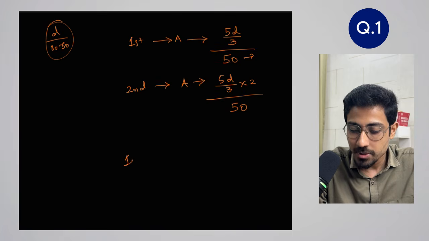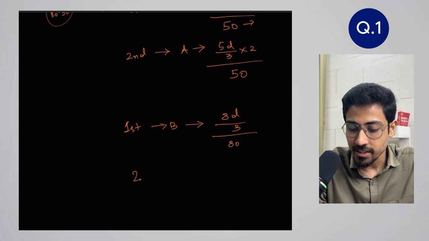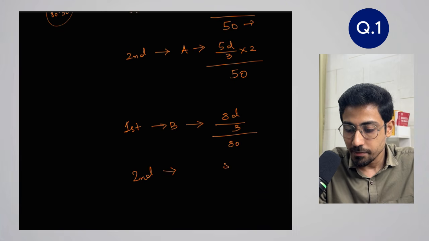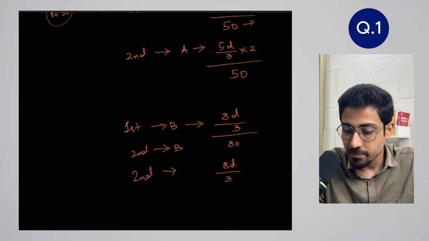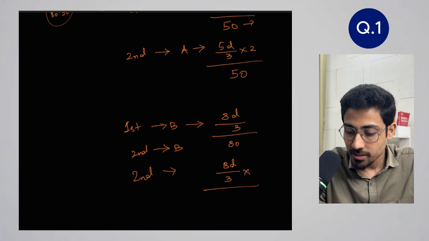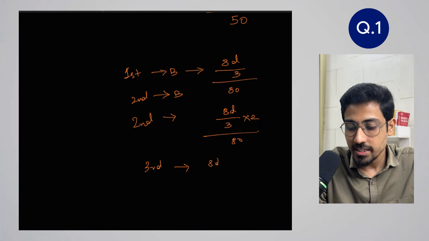If we calculate using just B, the first meeting point will also give you the same value, which will be nothing but 8D by 3 divided by 80, the speed of B. And the second meeting point, what is the time required? It is 8D by 3 into 2, divided by 80. Similarly for the third meeting point, it will be 8D by 3 into 3, the total distance traveled by B alone, divided by 80.